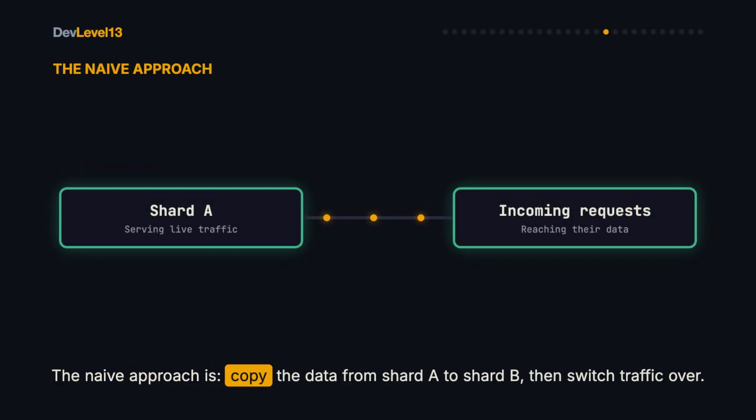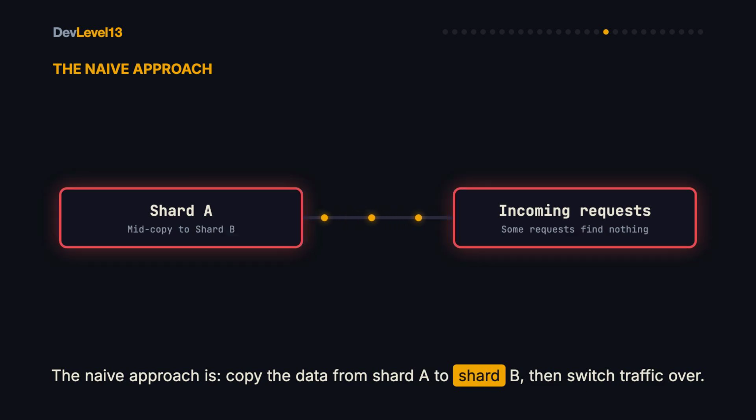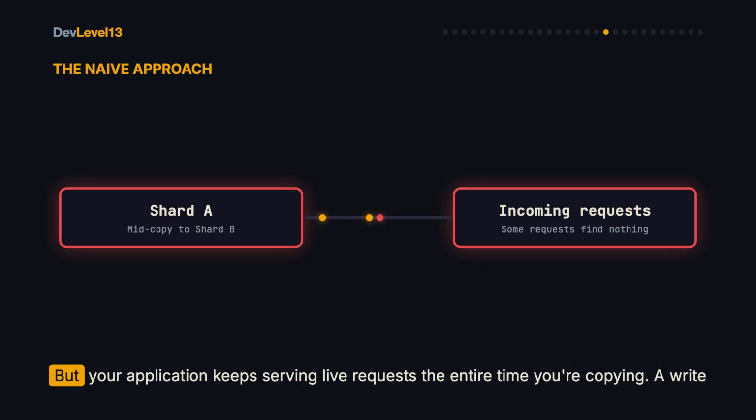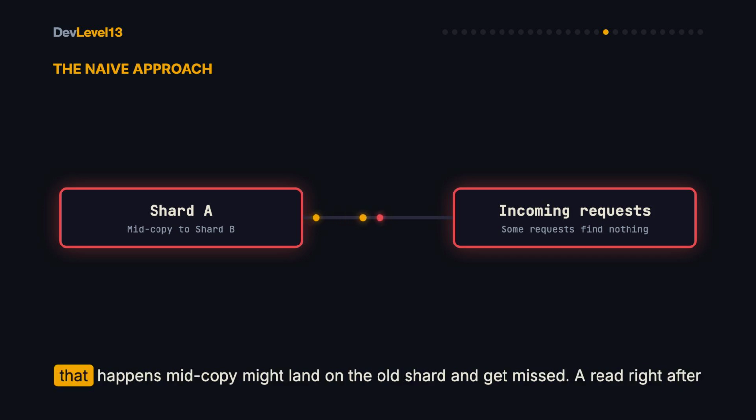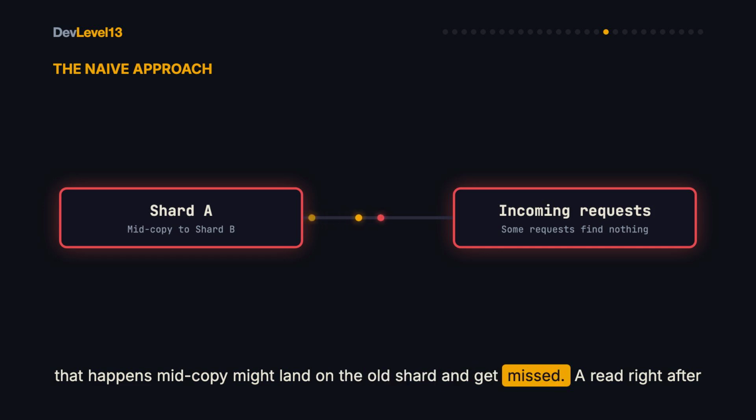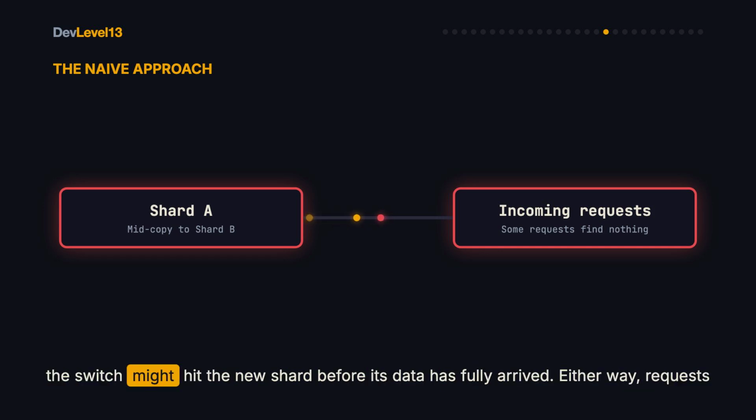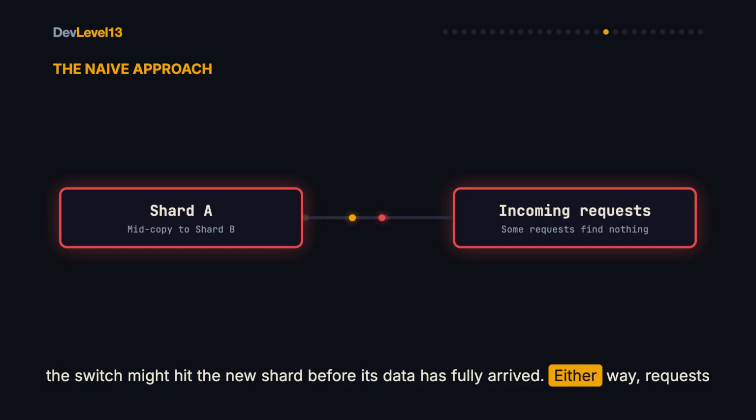The naive approach is, copy the data from shard A to shard B, then switch traffic over. But your application keeps serving live requests the entire time you're copying. A write that happens mid-copy might land on the old shard and get missed. A read-write after the switch might hit the new shard before its data has fully arrived. Either way, requests start failing.